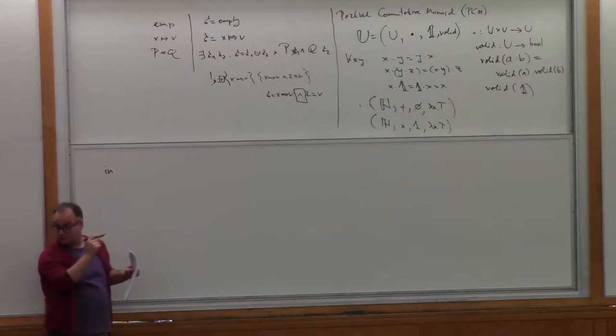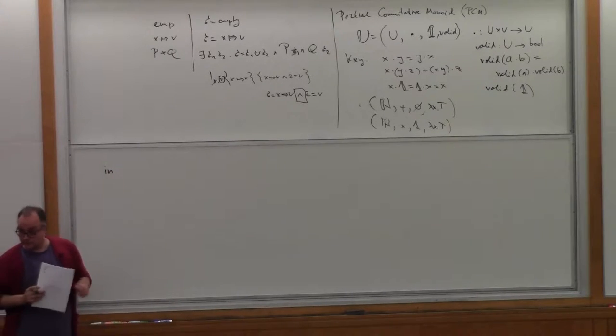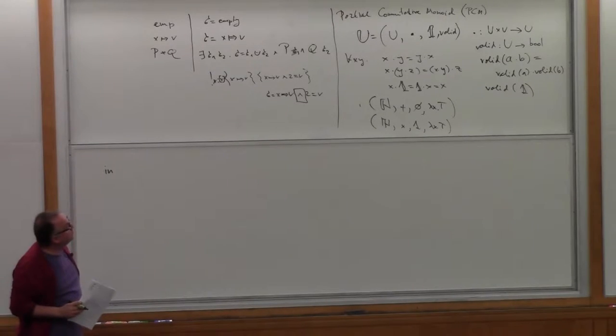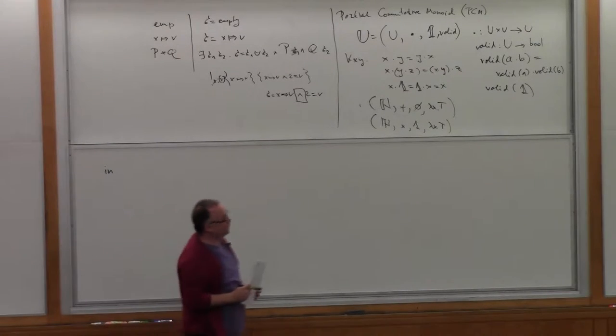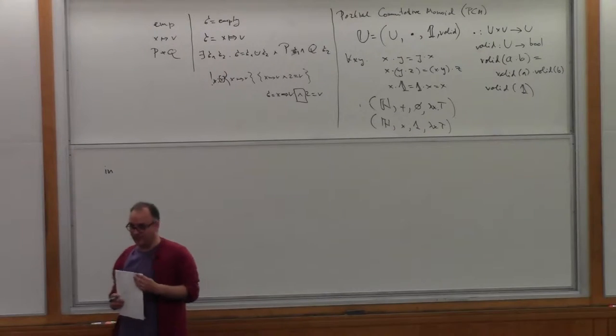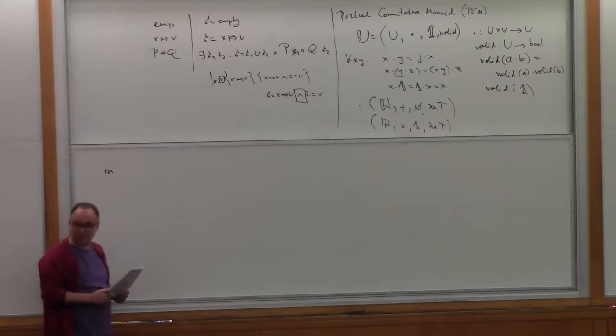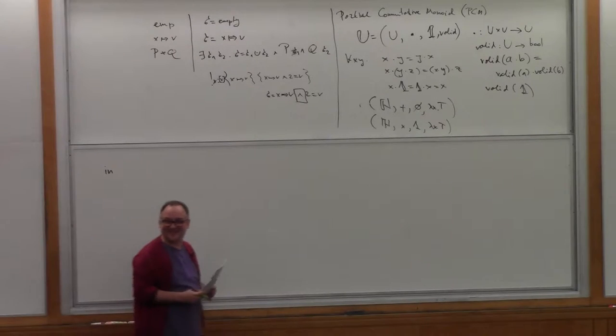Yes? Sorry, I have a question. Go ahead. Where is it valid A dot B, valid A dot valid B? What's that? Conjunction. Valid A and valid B. Both have to be valid, yes. Boolean times. Okay.